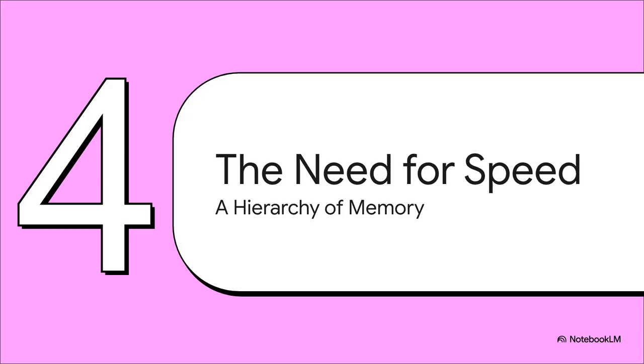Now, there's a catch. There's always a catch, right? CPUs are ridiculously fast. But going all the way out to the main memory, the RAM, to grab data is, relatively speaking, pretty slow. If the CPU had to just sit there and wait for RAM every single time it needed something, your super fast computer would feel like it was crawling through mud. So to fix this, designers came up with a really clever system, a hierarchy of memory.